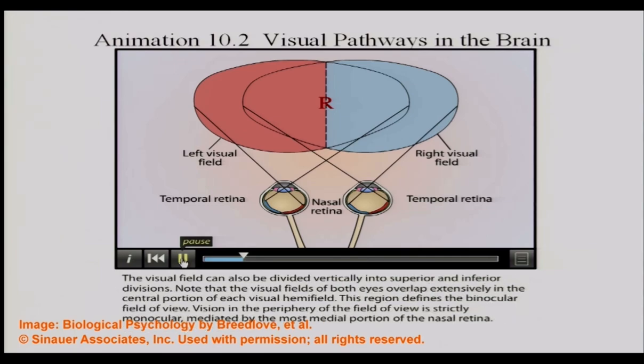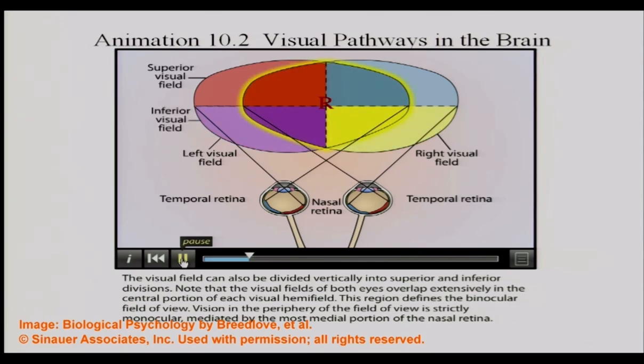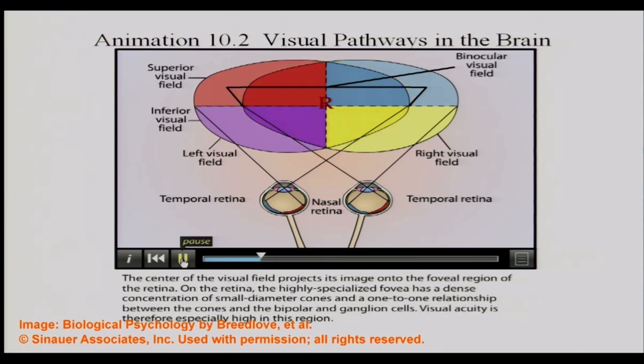The visual field can also be divided vertically into superior and inferior divisions. Note that the visual fields of both eyes overlap extensively in the central portion of each hemifield. This region defines the binocular field of view. Vision in the periphery of the field of view is strictly monocular, mediated by the most medial portion of the nasal retina. The center of the visual field projects its image onto the foveal region of the retina.